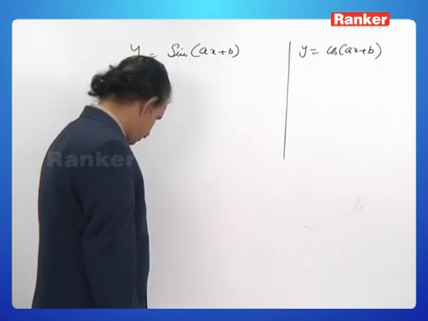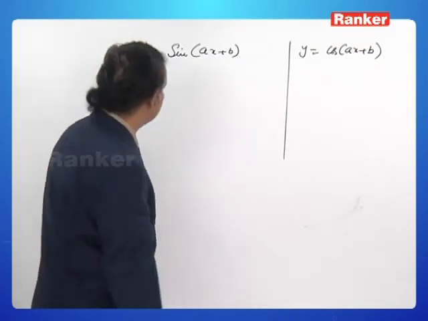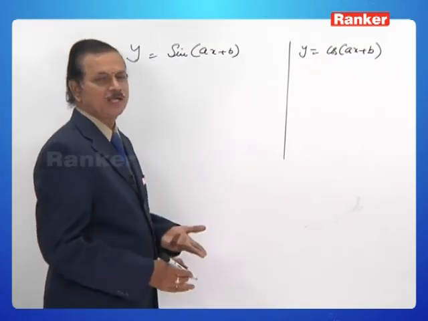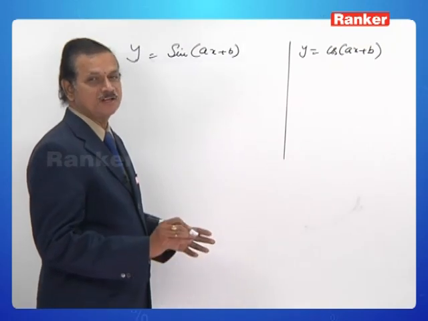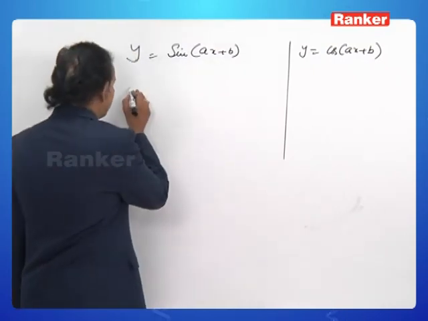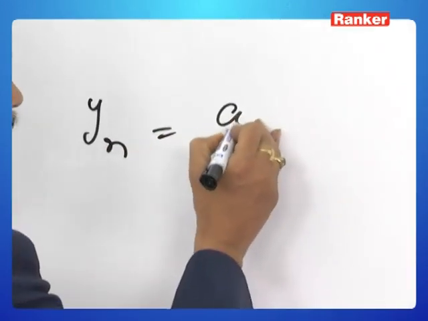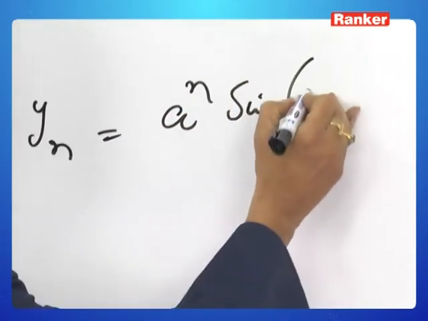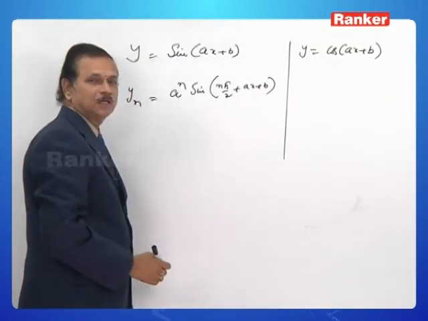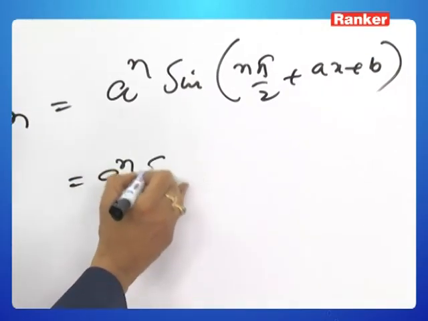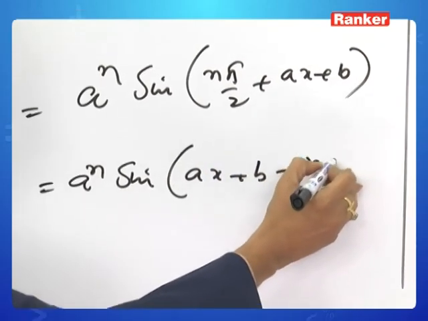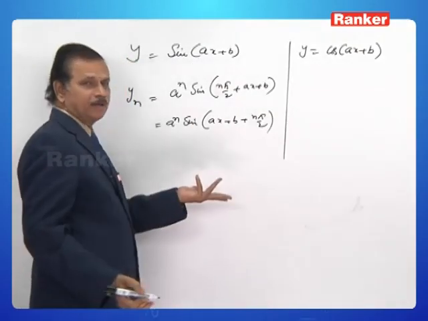Okay, right? Y is equal to sine of ax plus b, y is equal to cos of ax plus b. What is the first derivative of y? Cos of ax plus b into a. Second derivative, minus sine of. Third derivative, minus cos of. Fourth derivative, sine of. So that yn is equal to a power n into sine of n pi by 2 plus ax plus b. Many lecturers and students like to write this as ax plus b plus n pi by 2. Whatever it might be, both are the same.